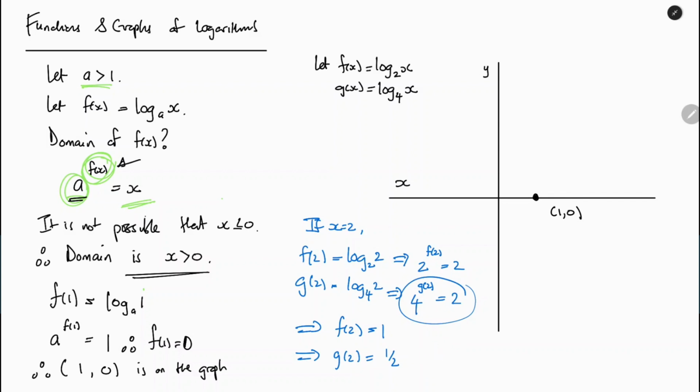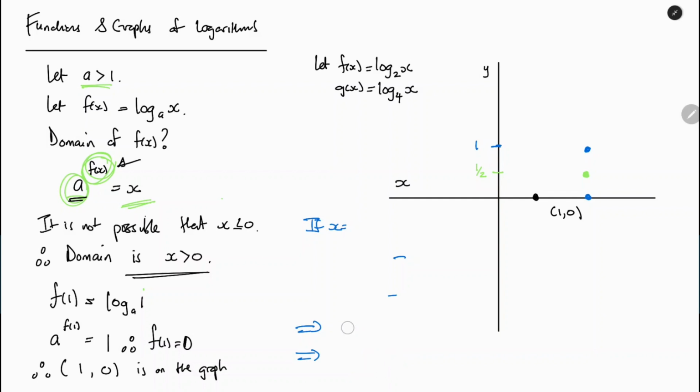Okay, so let's plot these points. We've got x is equal to 2, so that's going to be somewhere over here, and then f of 2 is 1, so let's say that's here, and g of 2, I'm going to put g in green, is going to be there, where g of 2 is a half. Okay, now that's if x is equal to 2. Let's now do if x is equal to a half.